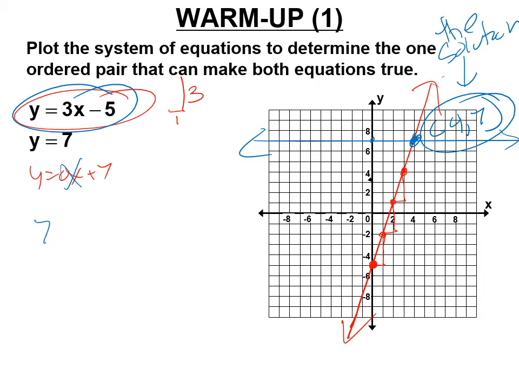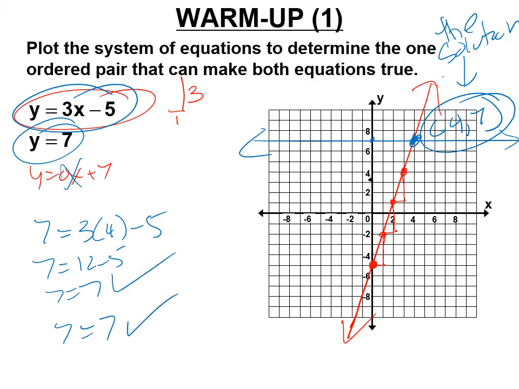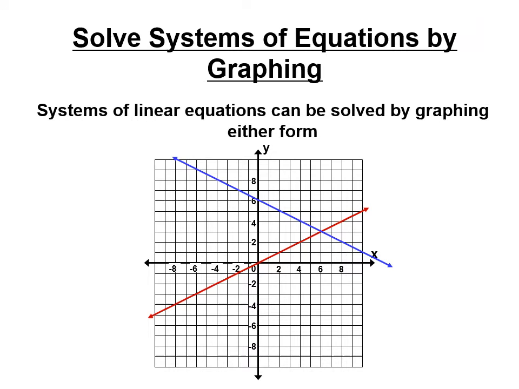Put it in the top. Y is 7, x is 4. 3 times 4 is 12. 12 minus 5 is 7. It works. The bottom one is 7 equals 7. It works. It's the only combination, (4, 7), that makes both equations true. The solution. All right, this one has the solution right there at (6, 3).